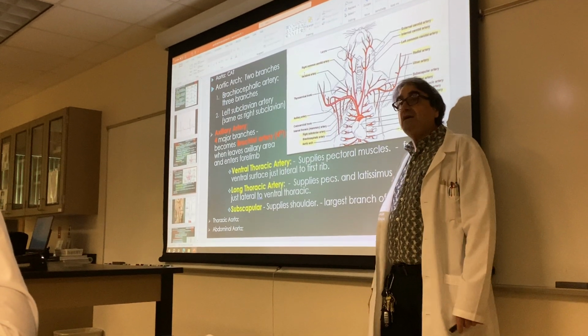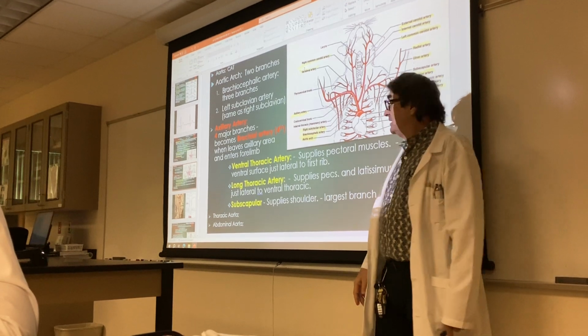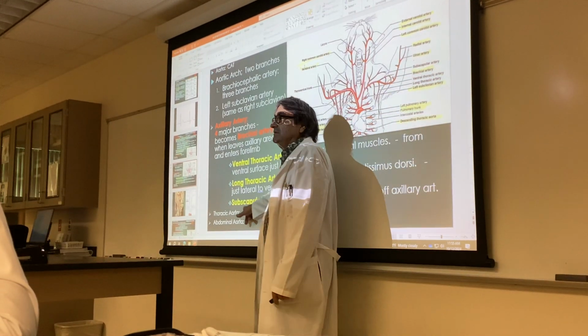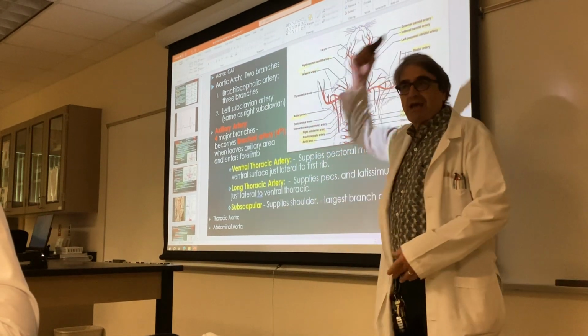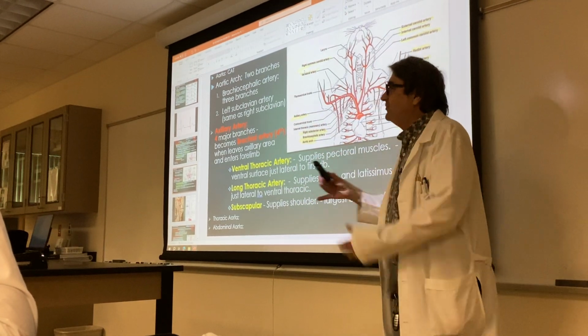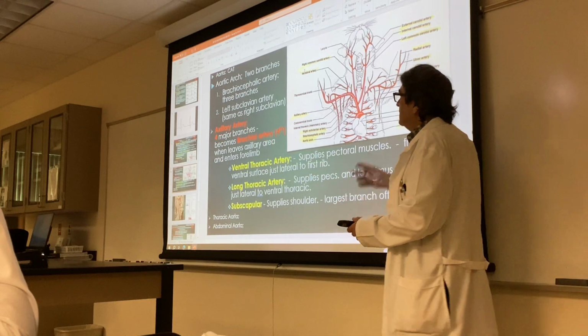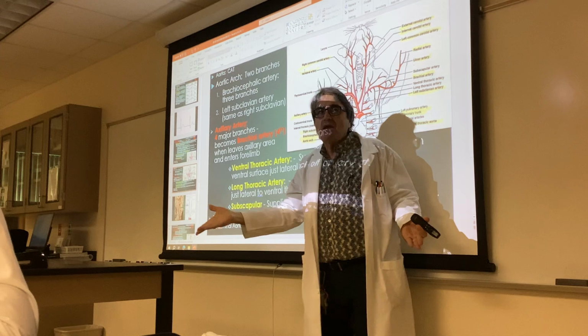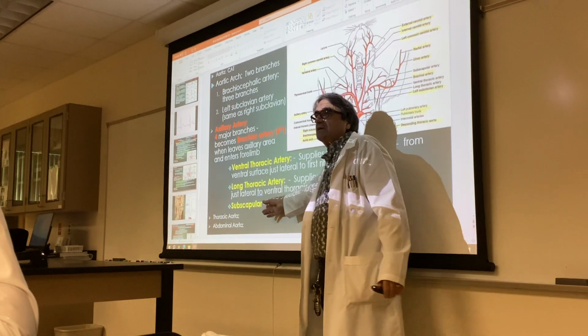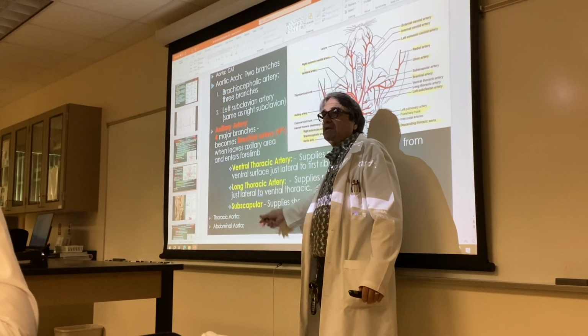Remember, how do you identify these? Where is it going to? So where is this going to? The scapula. You all know that because you took AP1. Where's your scapula? Back there. So that's where it's going. If you see an artery come off the axillary region and go down into the back, there's only one thing it can be. Subscapular. Because it's going to the scapula.